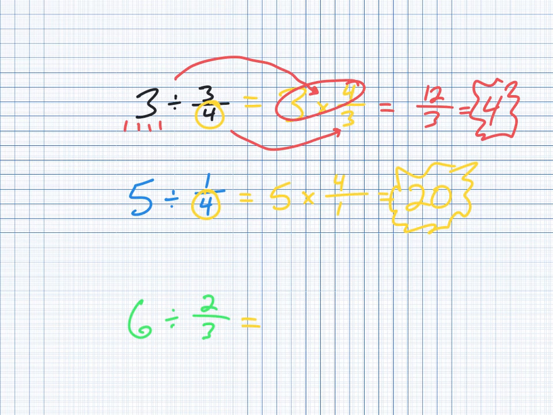Last one down here at the bottom. 6 times 3 means there's going to be 18 little groups, and I want 2 in each one of those groups. So I'm going to divide those 18 by 2. 6 times 3 is 18, divided by 2 gives me 9.